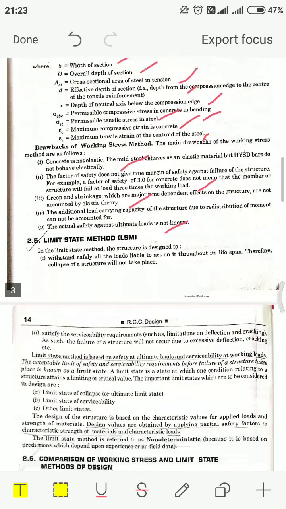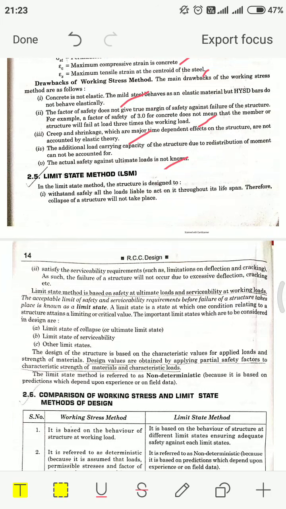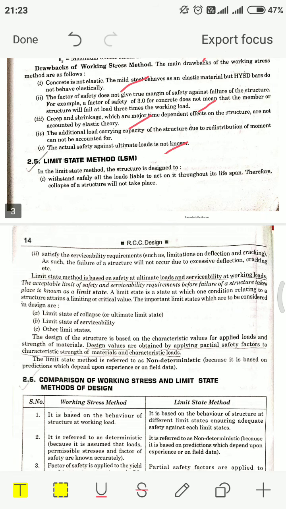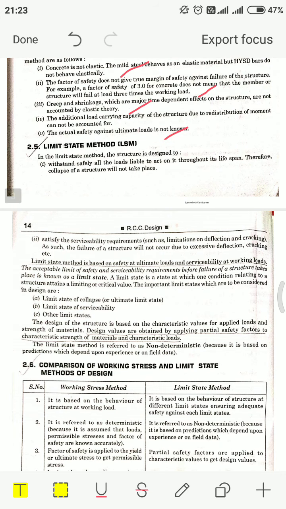So the second method is the limit state method. In the limit state method, the structure is designed to withstand safely all the loads liable to act on it throughout its lifespan. Therefore, collapse of the structure will not take place. So in this limit state method, we consider all the possibilities for its lifespan, and satisfy the serviceability requirements such as limitations on deflection and cracking. As such, the failure of the structure will not occur due to excessive deflection, cracking, etc.